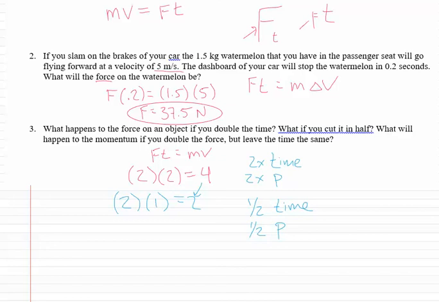Then the last part says, what's going to happen to momentum if instead of messing around with the time, you double the force? Okay, well, that one's going to go to a 4 instead of a 2, and the time stays the same. 4 times 2 is 8. 4 to 8 is double. So if we double the force, we double the momentum.